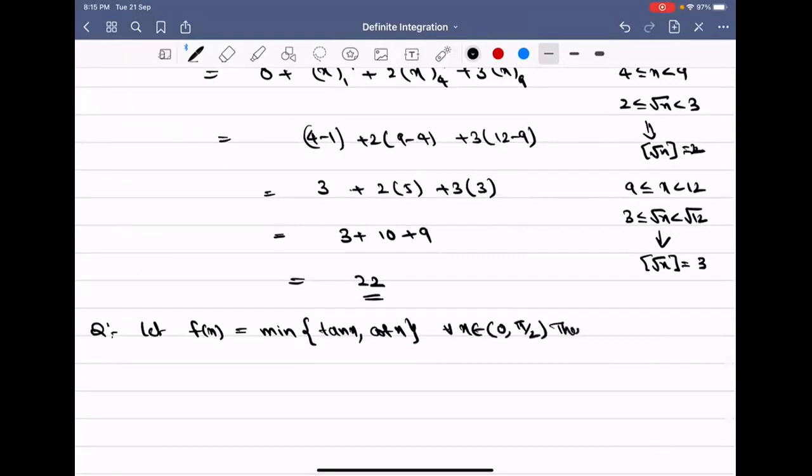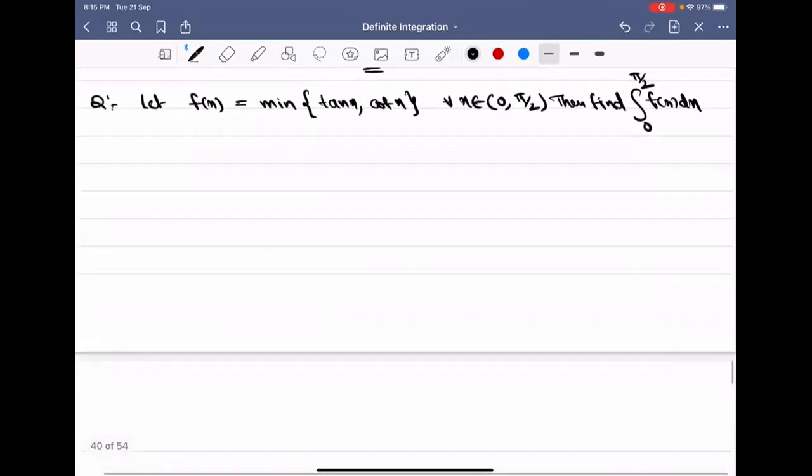Then find the integration of 0 to pi by 2 f of x dx. So this is the question. To solve this question, we will first see the graph of tan x and cot x. What is the meaning of minimum of tan x and cot x? f of x equal to minimum of tan x and cot x.